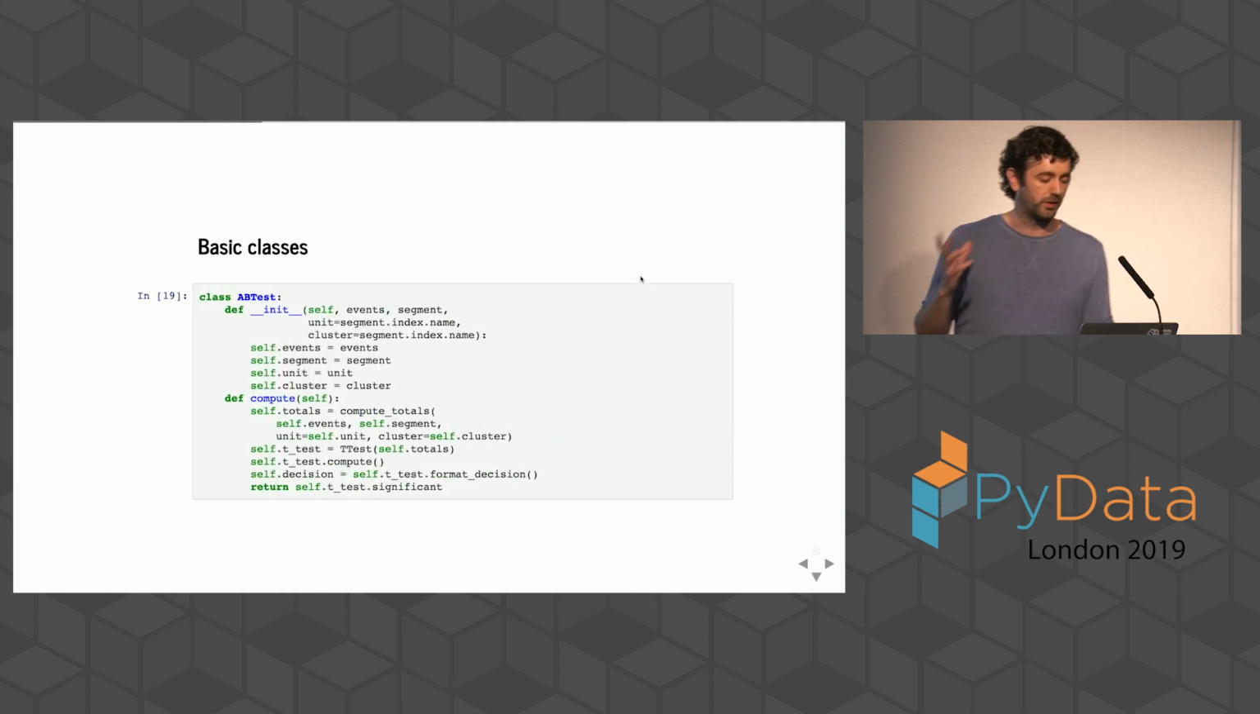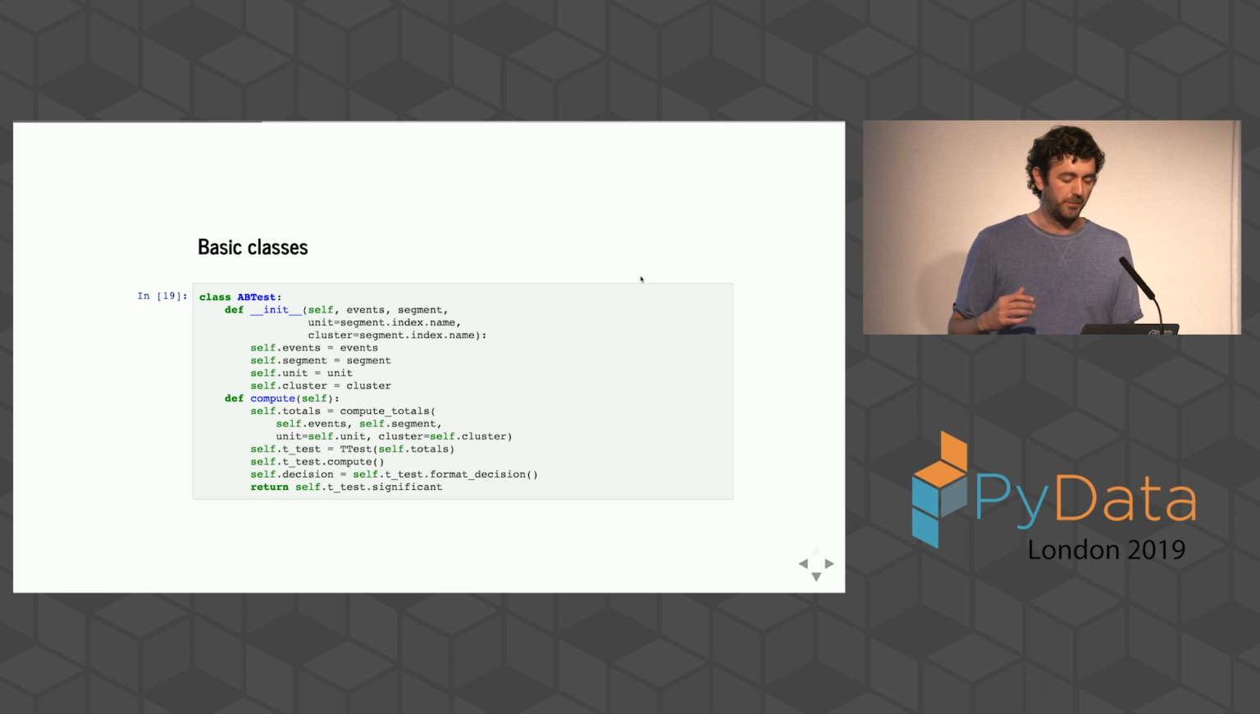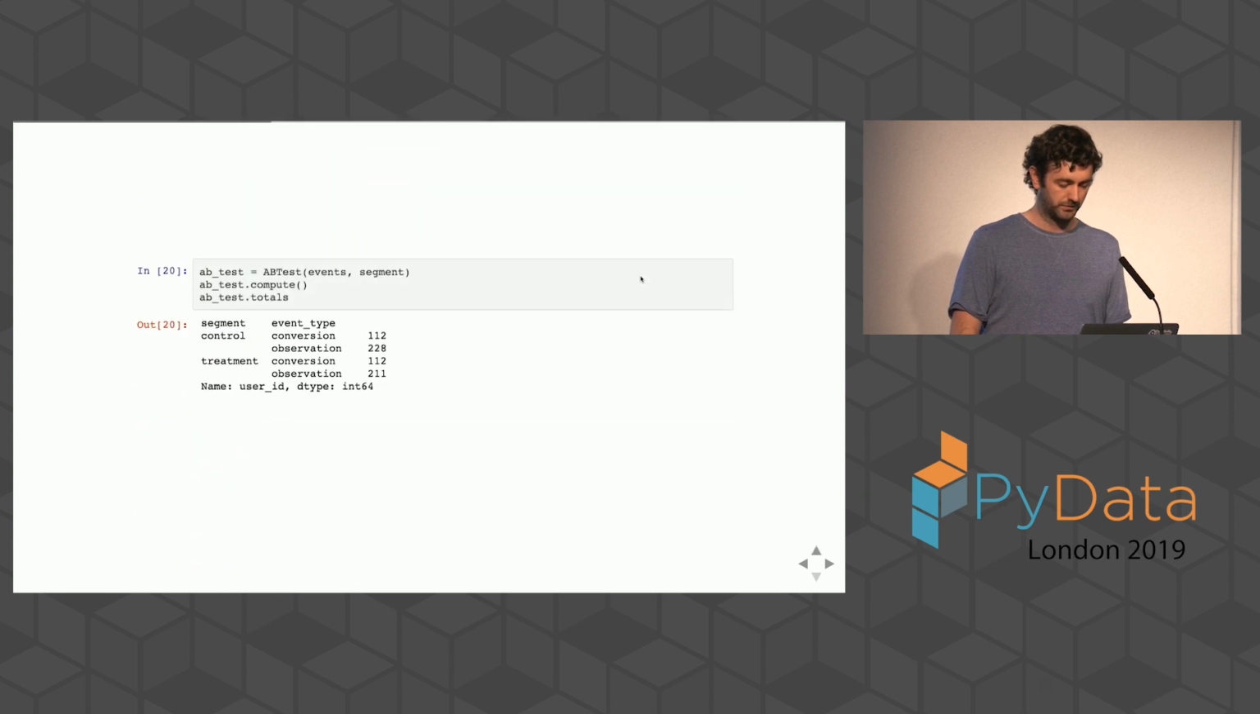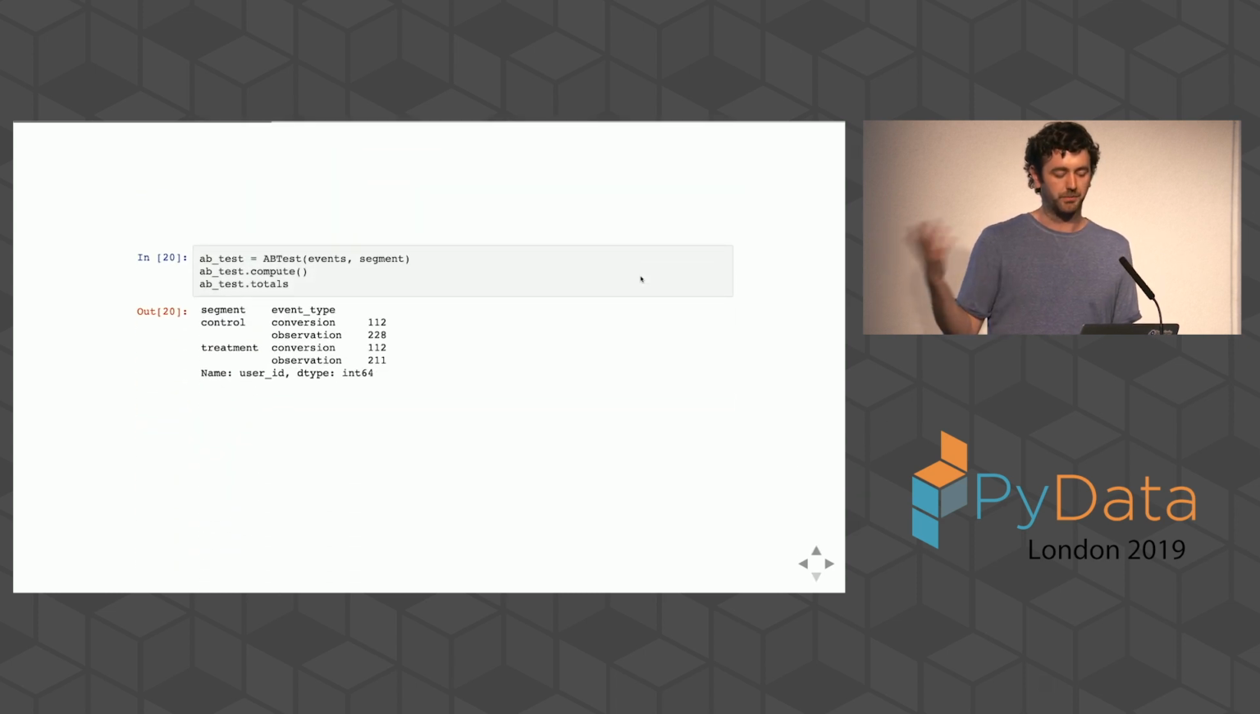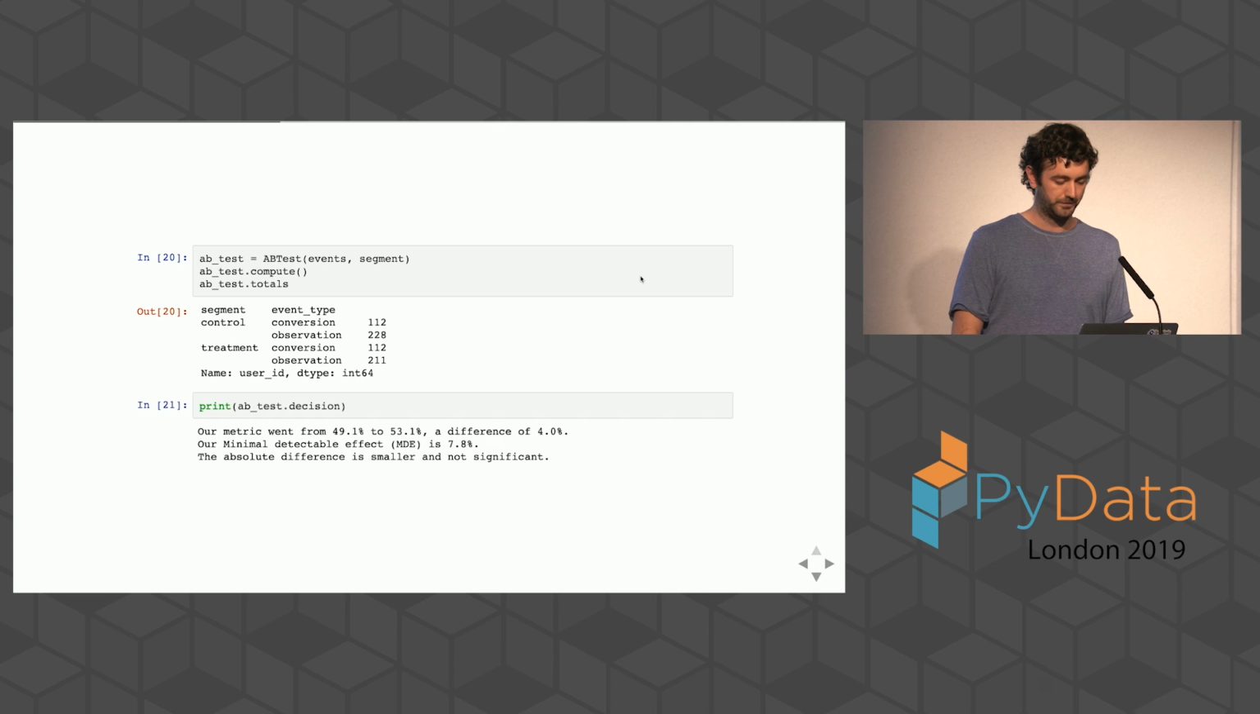And so we have our class A/B test that essentially takes the events, takes the segments, which is who is on control and on treatment, and then it has units and clusters that we are going to use later. So for now, we are not using this part. And so you can compute an A/B test given the events and print your decision.